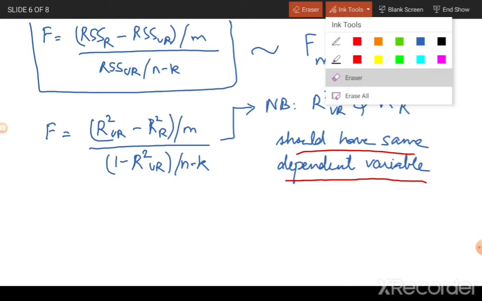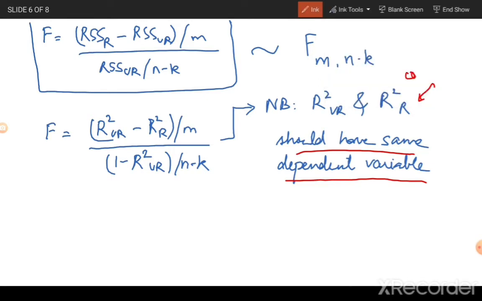If your dependent variables are different, you cannot use R square of both the regressions and calculate the F statistic. It will give misleading results.